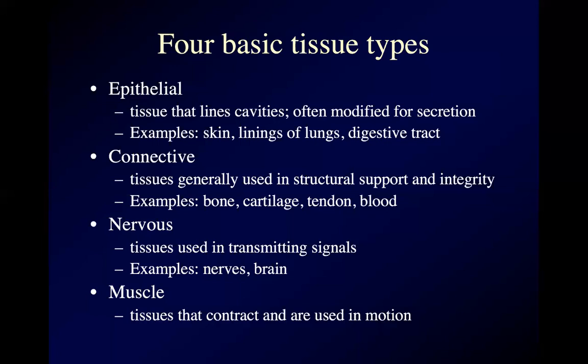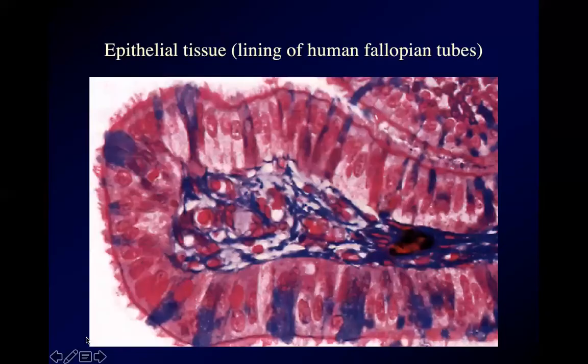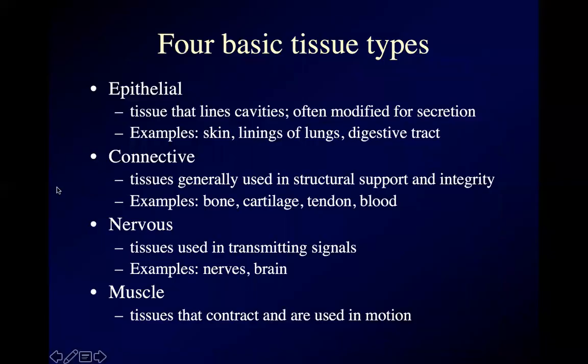Cartilage is a connective tissue. The flexible stuff in your nose and your ears, and also in your joints. Tendons, like the Achilles tendon at the back of your heel. Blood is technically a connective tissue. All of those are connective. And then nervous tissue is used in transmitting signals. So your brain is made of nervous tissue, so is your spinal cord and all of your nerves.